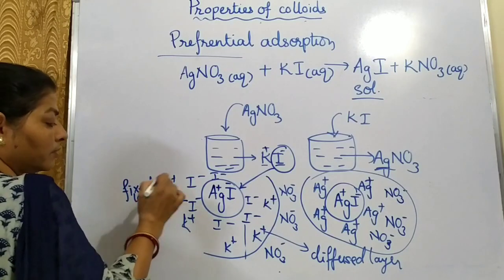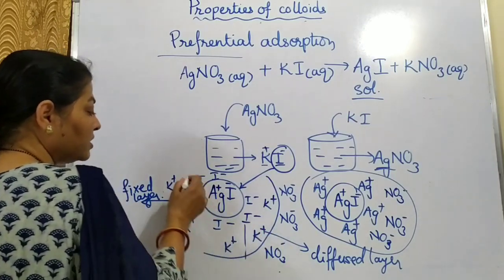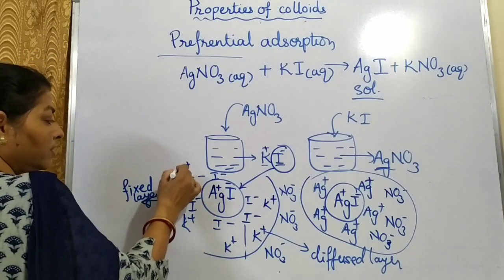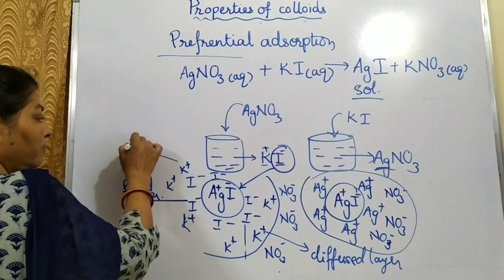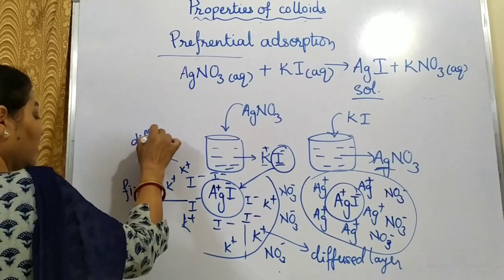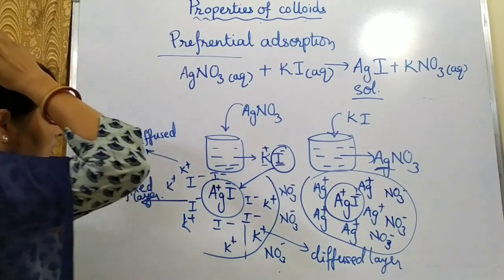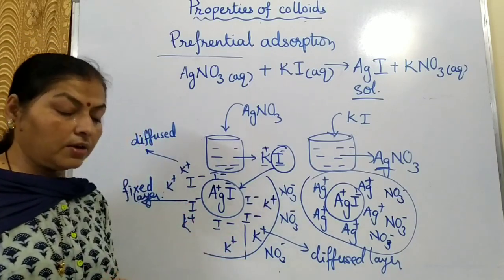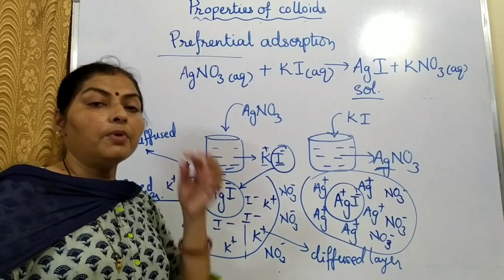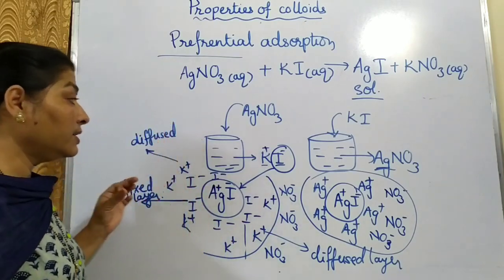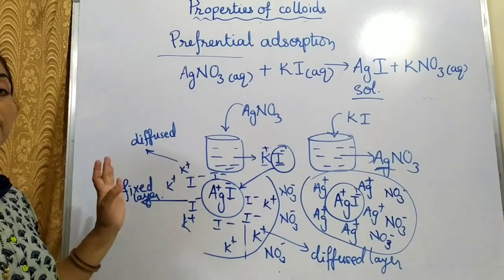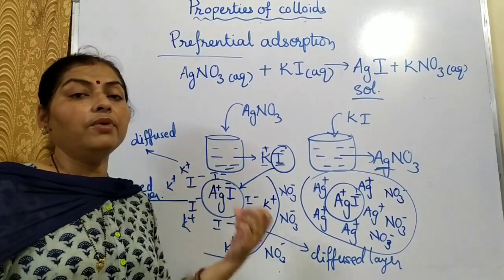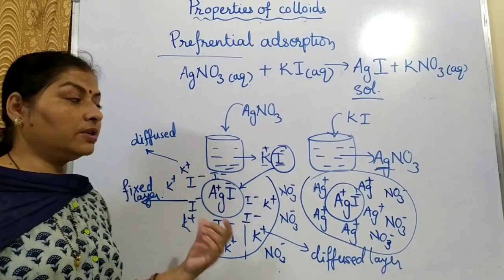and the second layer just next to it, like K plus, which will be diffused. So we will call it a diffused layer. So one is the fixed layer, one is the diffuse layer. Because of this separation of charges, there will be a potential generated, which we will call an electrokinetic potential or zeta potential, and this double layer is known as Helmholtz double layer, electric double layer.